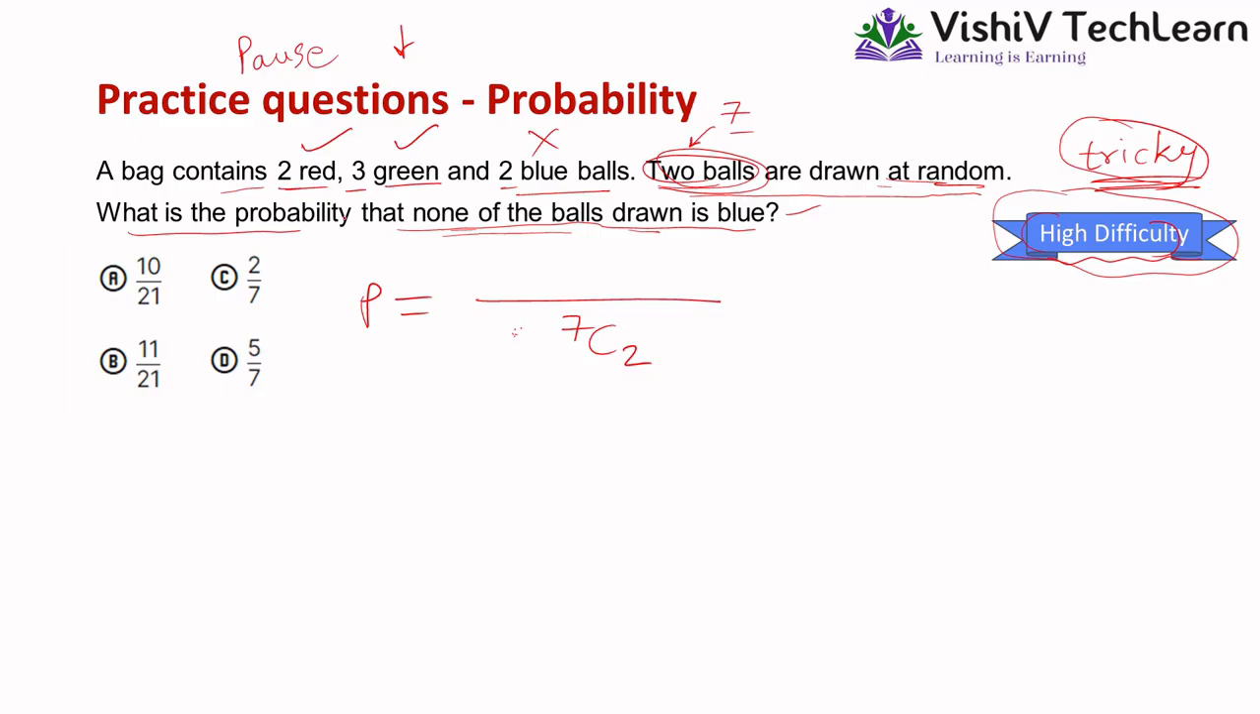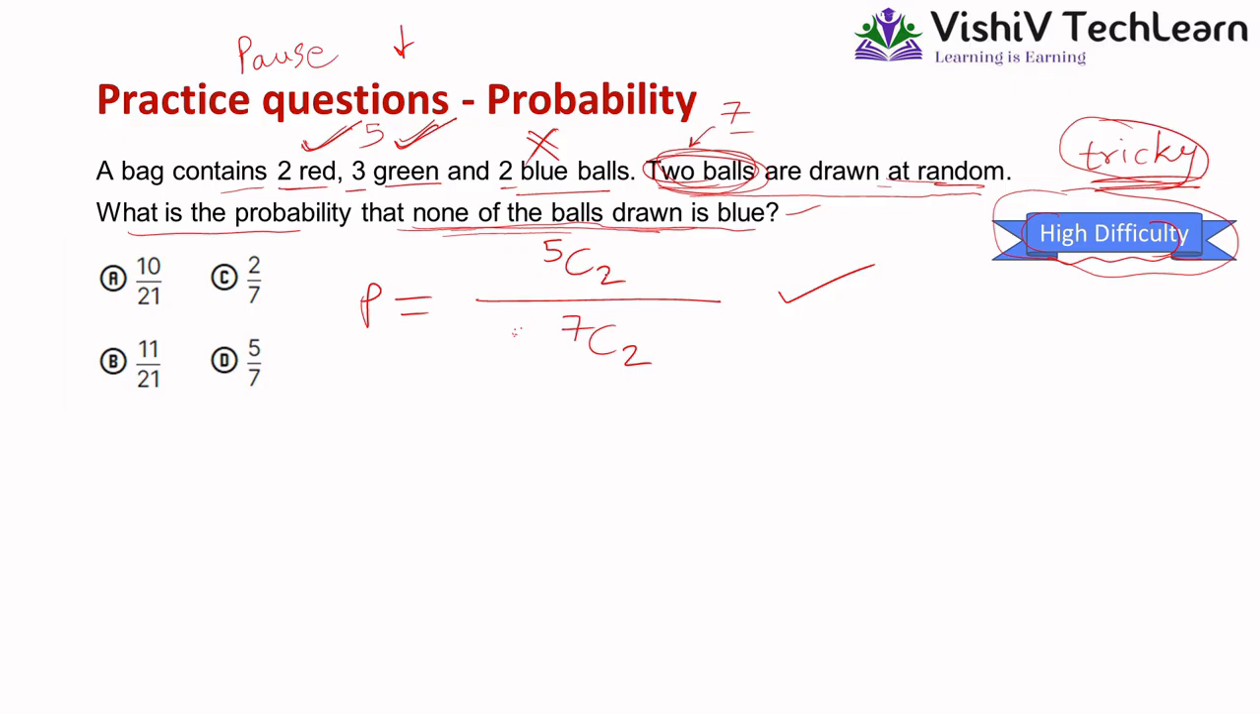Now let's talk about the numerator. In case of the numerator, we don't want a blue ball. We can have red, we can have green. So red and green total balls are 5. Out of 5 we can select any 2 balls, so it can be done in 5C2 ways. And this is the solution.